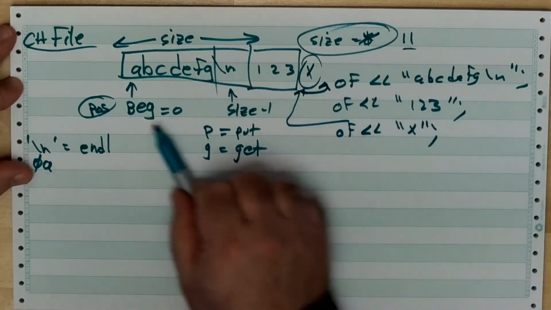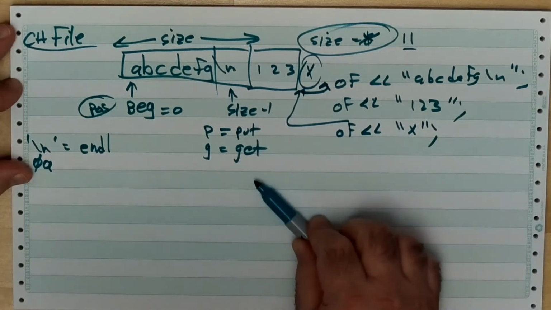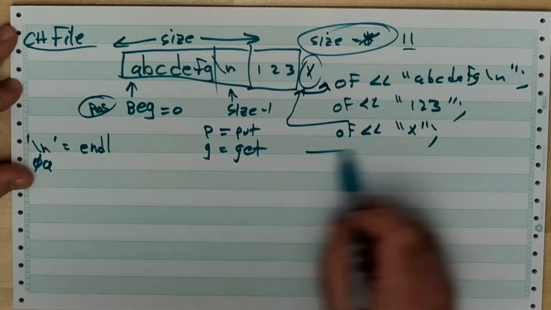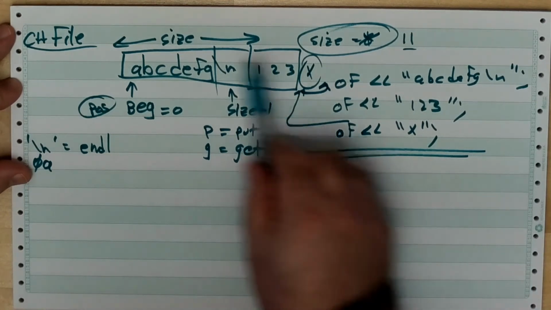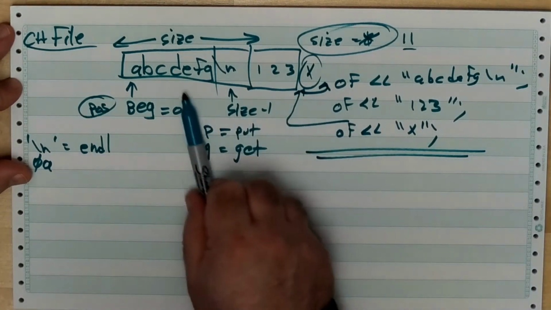All right. Now, the point of all this put and get stuff is, if I wanted to, at this point in my code, I could tell the C++ environment to move this pointer back over here.